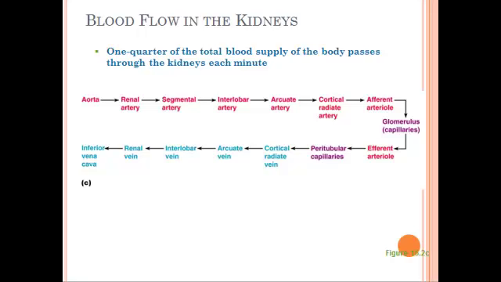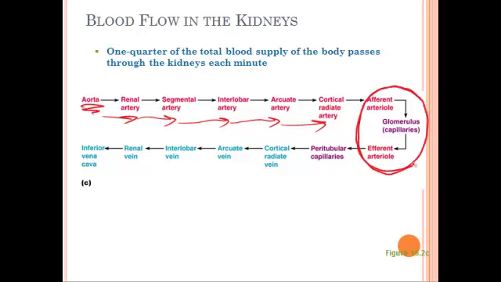So the blood supply starts in the aorta, and then it moves into the renal arteries, which we've already seen. From there, it moves into smaller arteries called the segmental arteries, and from there into interlobar arteries, and then to arcuate arteries, cortical radiate arteries. And then this section here is very important. We're going to focus on this section as we're talking about the urinary system, because we have what's called the afferent arterioles, the efferent arterioles, and we have two sets of capillaries, glomerulus and also peritubular capillaries.